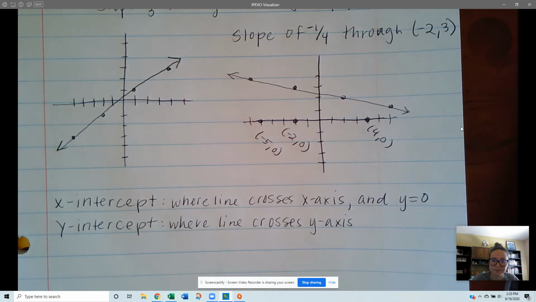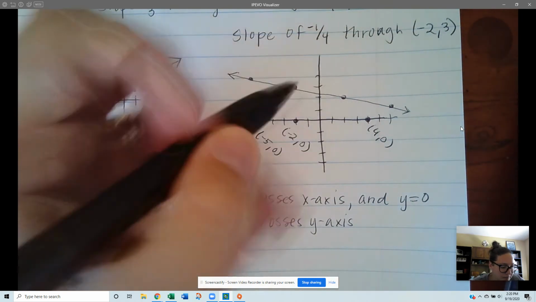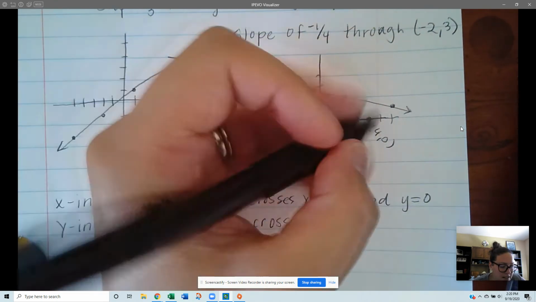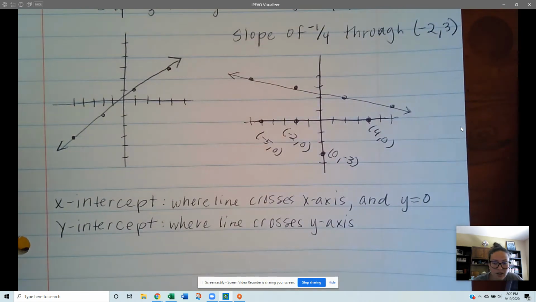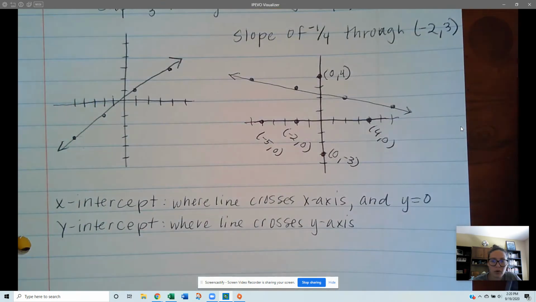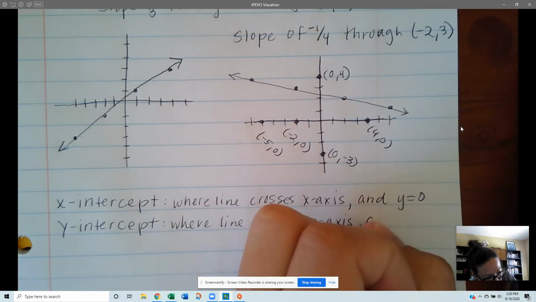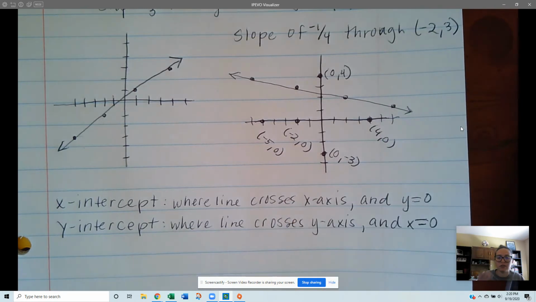Now, let's talk about the y-intercept. If you pick any point on the y-axis, let's say we pick this one here. That point is 0, comma, negative 3. Can you guys see where this is going? How about this one here? This one is 0, comma, 4. So any point on the y-axis is where x equals 0. And that's going to come in handy for us here in a second because we are going to try to find the x and y intercepts of these equations.